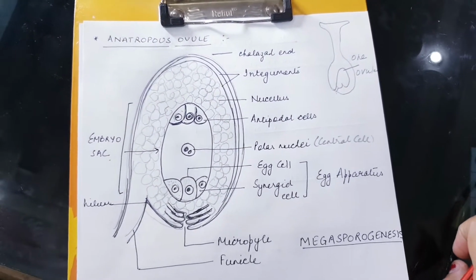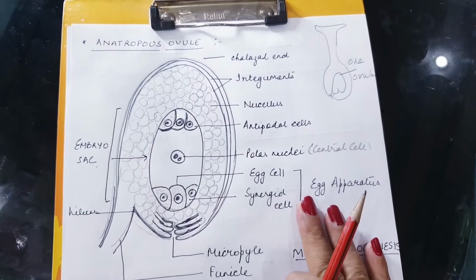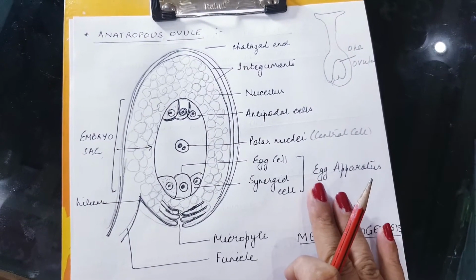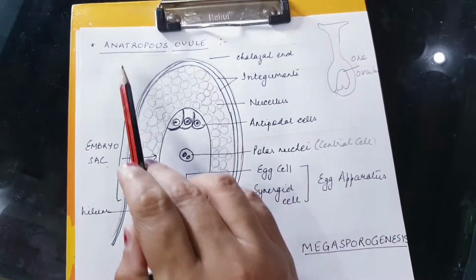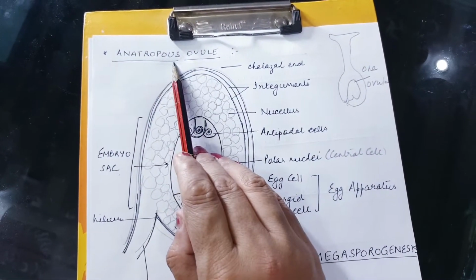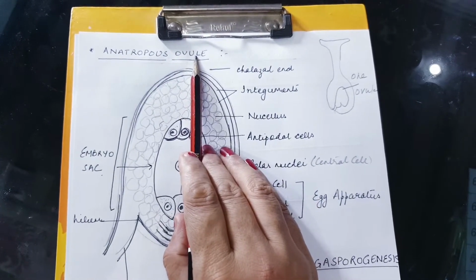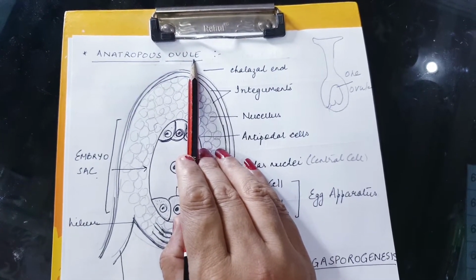Alright students, let me make this very clear that I have turned the page now and this is a fresh page, right? It's not the old one, this is a fresh page. If you can see, the heading is changed here. It is Anatropous ovule. I told you that we will be getting into detail about what is an Anatropous ovule.